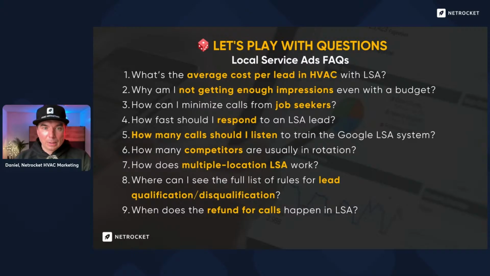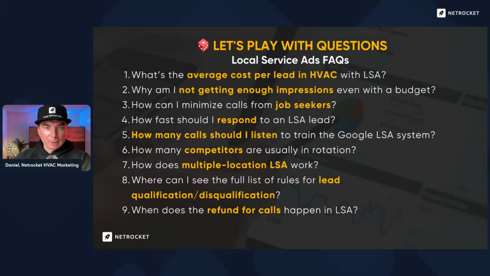Where can I see the full list of the rules for lead qualification? You can see them on the local service ads help support website. It's written there, the full list, and they update it sometimes. Or when you listen to the calls and rate the leads, you will see how it works.